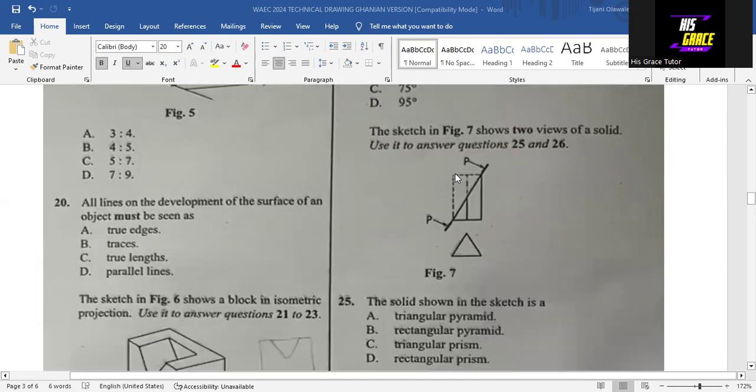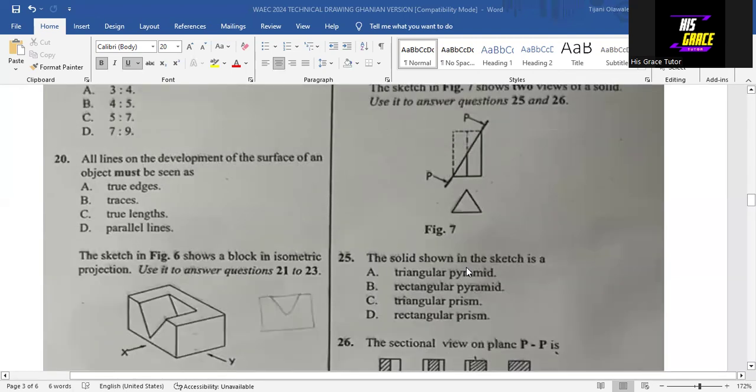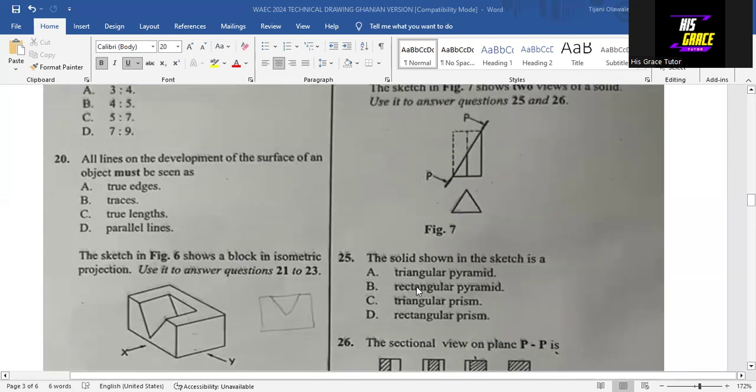Then we are going to use this diagram to answer questions 25 and 26, as we have here that the sketch in figure 7 shows two views of a solid used to answer questions 25 and 26. Question 25 says that the solid shown in the sketch is a triangular prism. This is the top face. This is the plan. So it's a triangular prism, as we have it here. Then we have question 26.